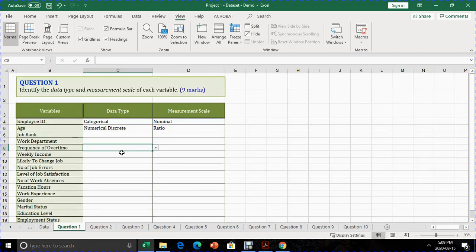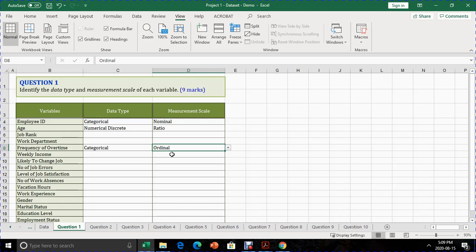So going back to the data question, frequency of overtime will be categorical because the responses are categorical, they are not numerical. The measurement scale will be ordinal because we can rank these responses from the least to the highest, right? It can be ranked in that order of frequency. So we basically describe such a type of measurement as an ordinal scale of measuring.